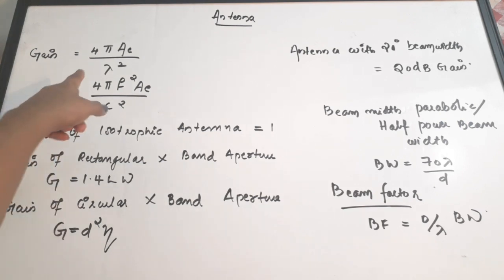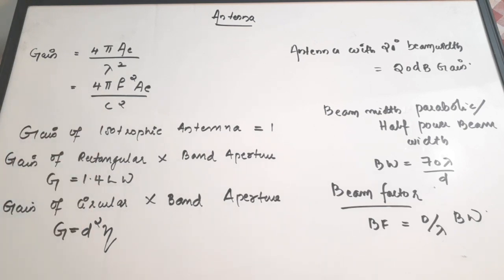The gain is given by this very important equation: 4 pi AE by lambda square. Now AE is the effective area of the antenna, or the effective antenna aperture, a term we generally use. So the gain is equal to 4 pi AE by lambda square.